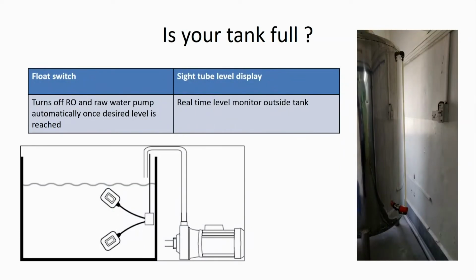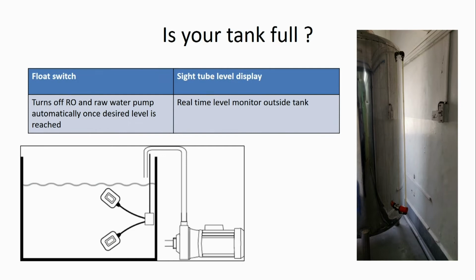You are not supposed to peep inside the tank. So there should be a float switch installed which turns off the RO and raw water pump automatically when the tank is full. You can see this is the float switch. If that goes up, it will switch off the pump. When the water level goes down, it will automatically switch on the pump. In addition, to look at the real-time water level outside the tank, you can install a tube which will show you how much the tank is full.